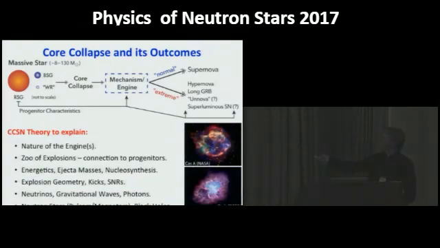I need to explain the nature of the engines. I need to explain theoretically the flow of explosions and the connection to the progenitor characteristics. We want to understand the energetics, the ejecta masses, the nucleosynthesis, which is very important for chemical evolution. We want to connect to the supernova remnants. We want to understand the geometry of the explosion, the neutron star and black hole kicks, the neutrino, gravitational wave, and photon signatures, and the mass distribution of the compact remnants, the neutron stars, black holes, and we also need to explain pulsars and magnetars. So it's really hard. In this talk, I'm going to focus on just this part, the mechanism and the engine.